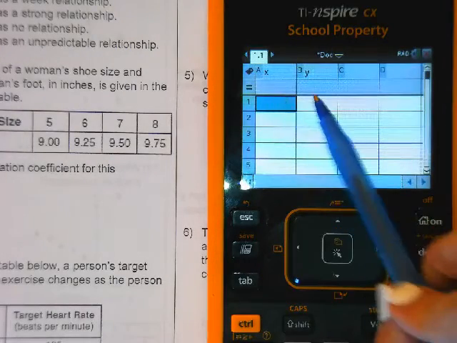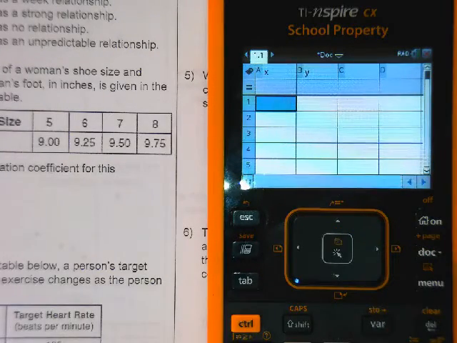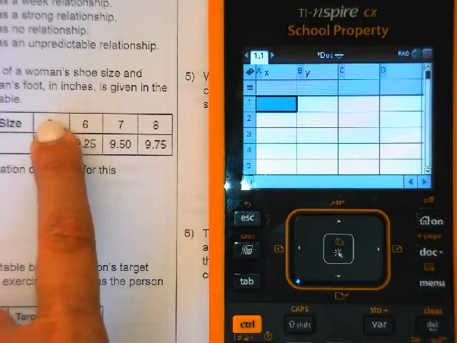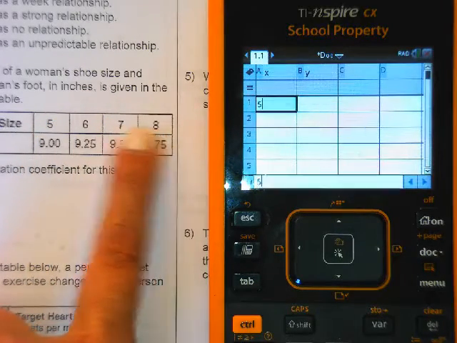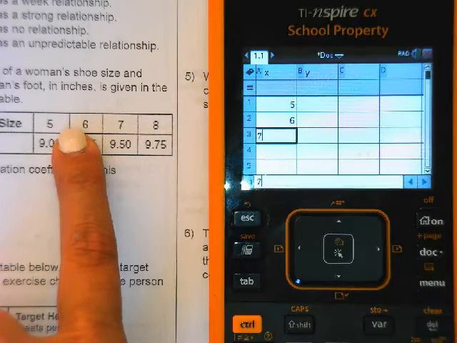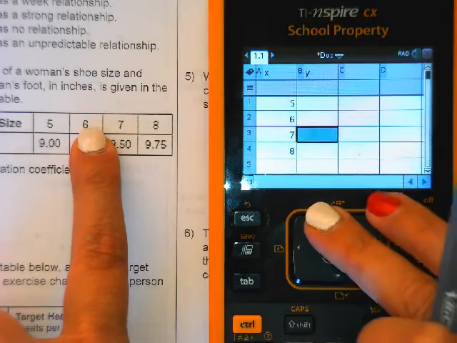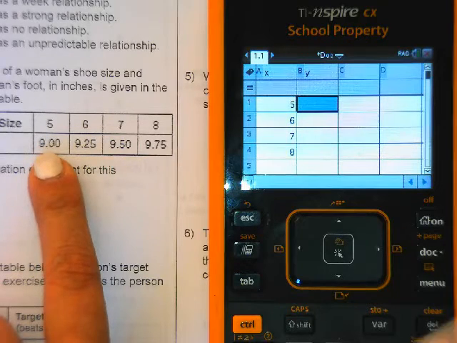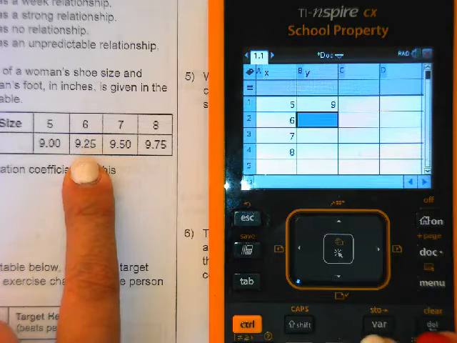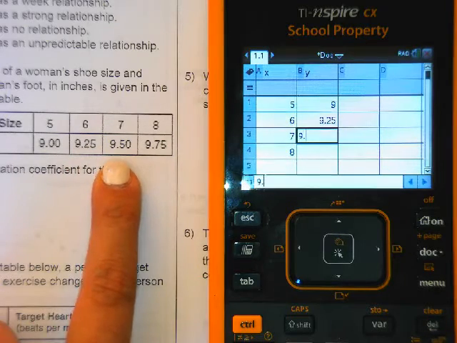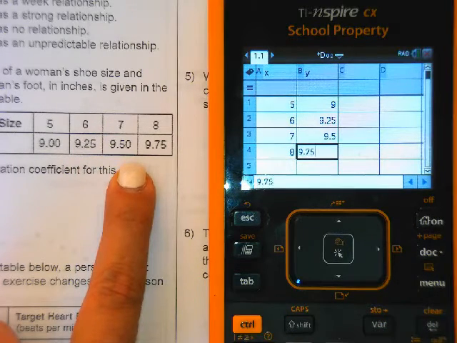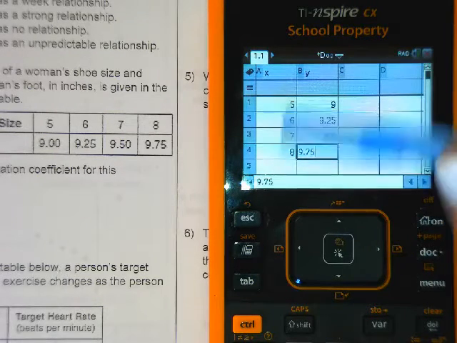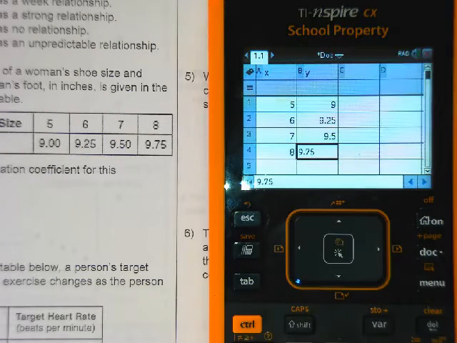Remember, we're not ever going to put anything in this equals row. And then when we have a horizontal table, our X's are actually on the top, right? So we're going to type those in. 5, enter, 6, enter, 7, enter, 8, enter. And then we're going to go back to the Y column. You don't have to put the 9.00. You can just put 9, and then 9.25, 9.5, and 9.75.